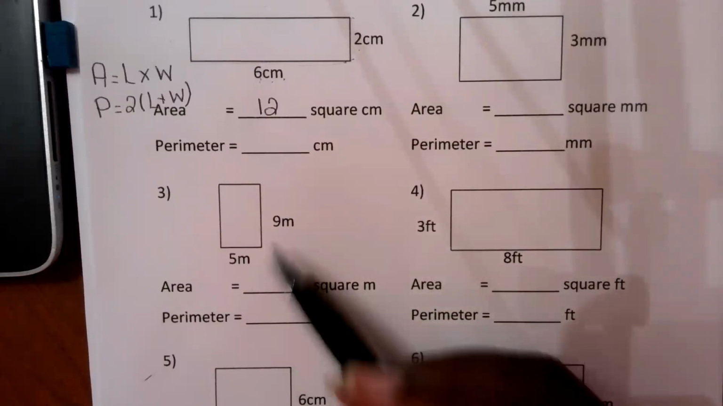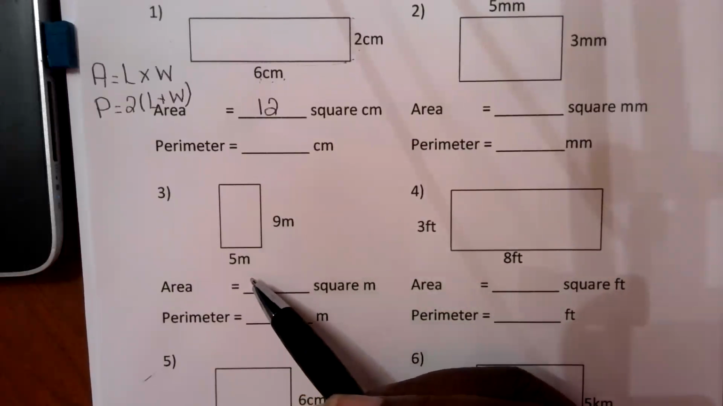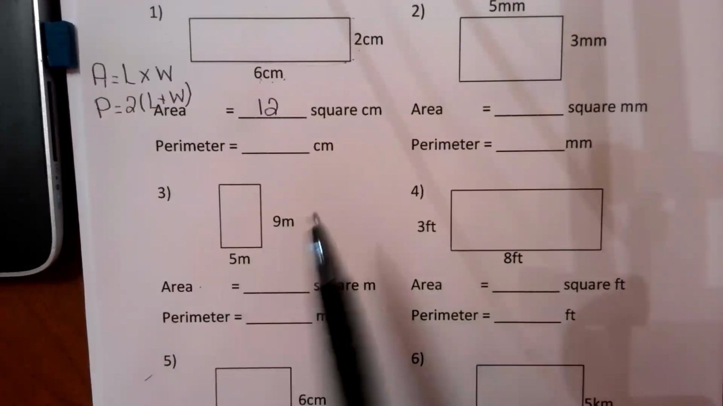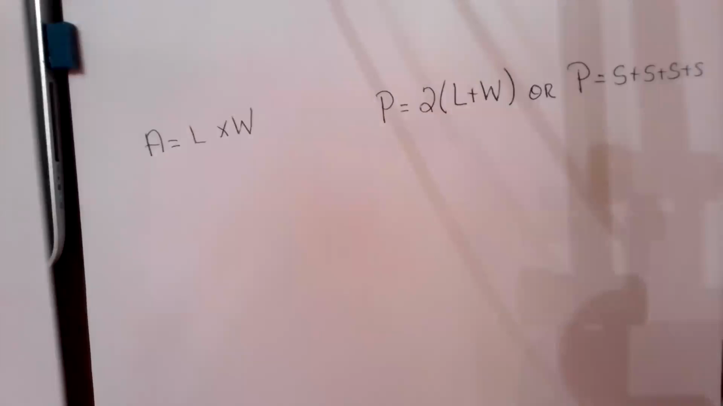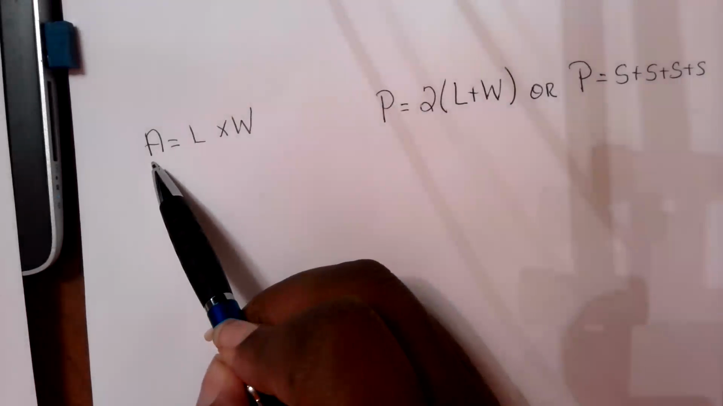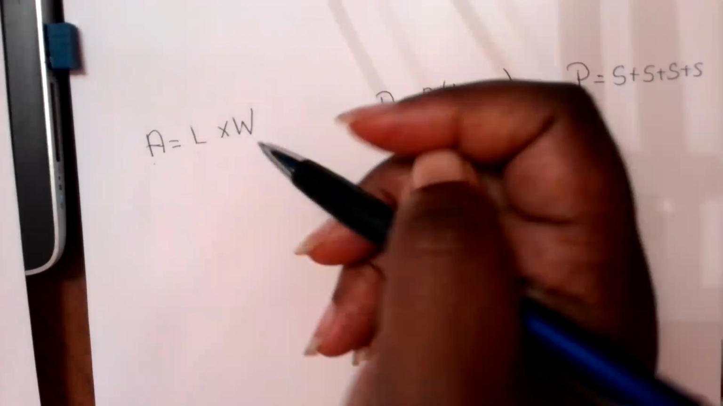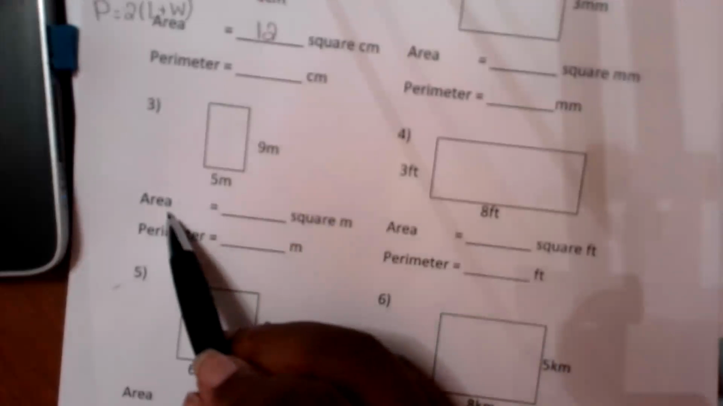All right, so let's do another one. Let's do this number 3. Again, it's asking me for area and perimeter. So my formula for area is A, which stands for area, equals length times width. So it doesn't give me my area, because that's what it's asking me to find.